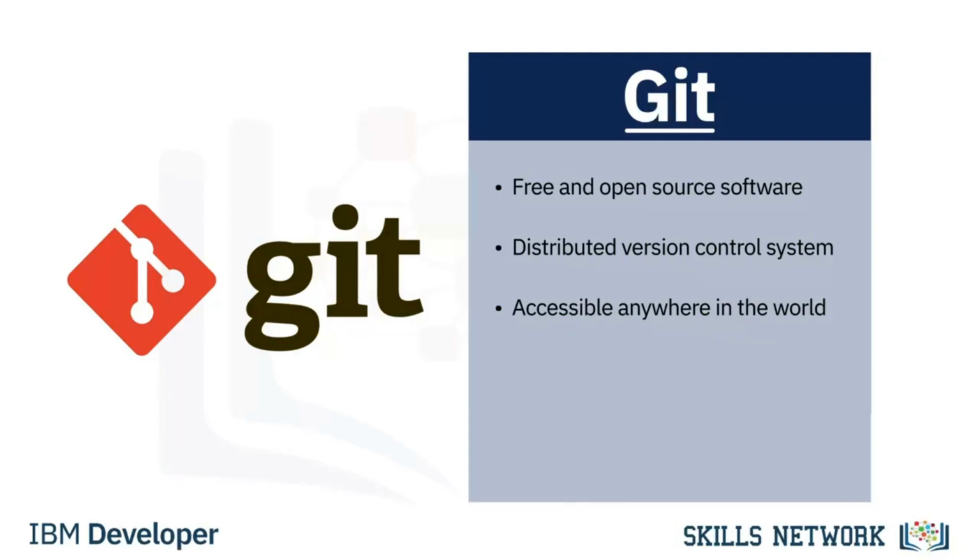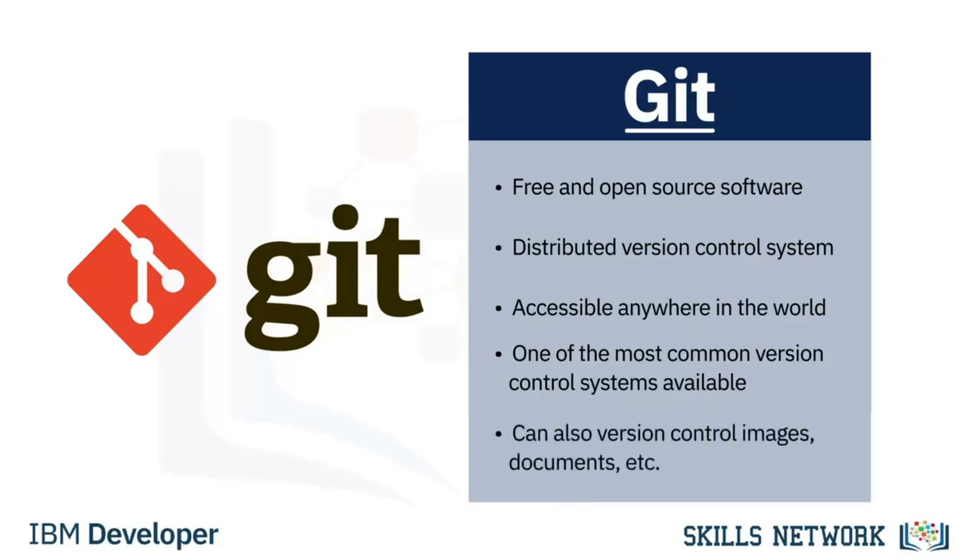Git isn't the only version control system out there, but the distributed aspect is one of the main reasons it's become one of the most common version control systems available. Version control systems are widely used for things involving code, but you can also version control images, documents, and any number of file types.